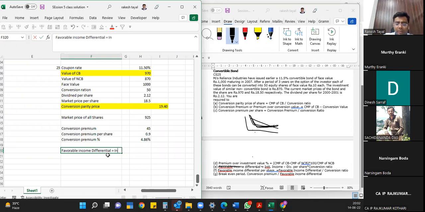It will be the interest income minus dividend per share multiply by conversion ratio. What does this mean?